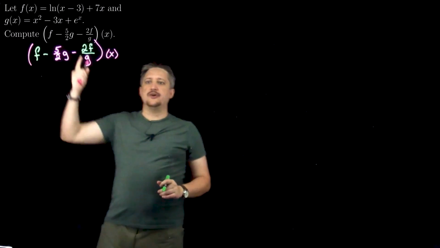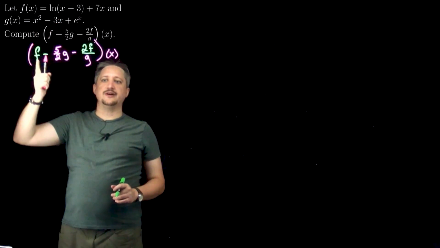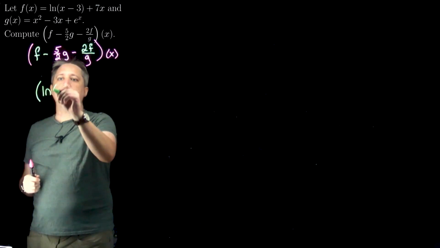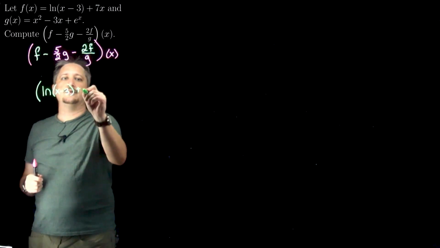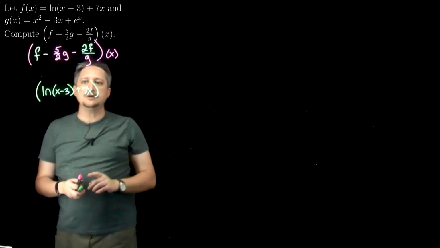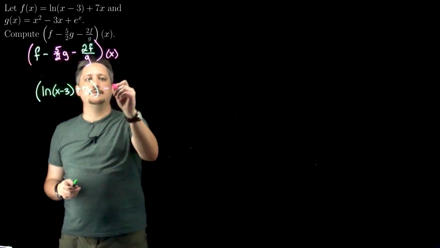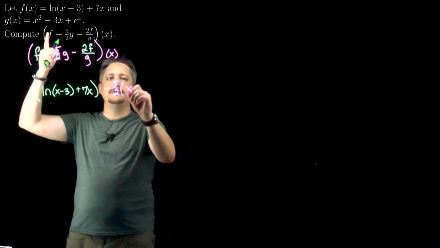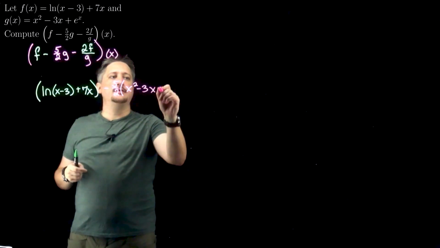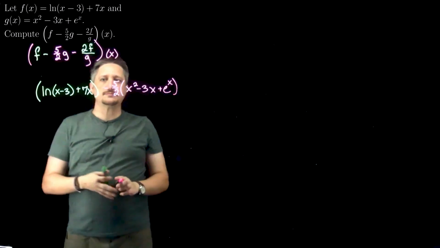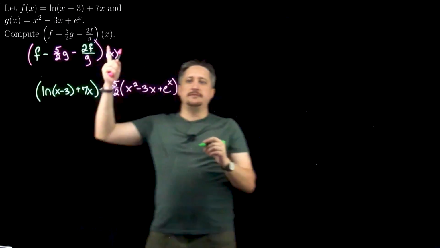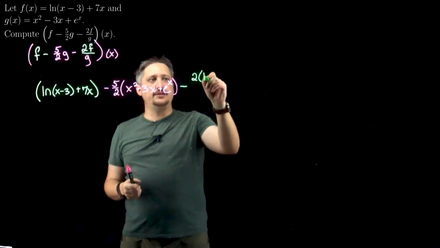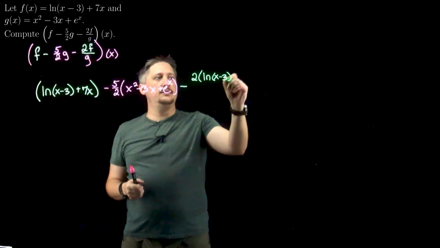Okay. So for f, I have f up here, so I'm just going to plug this in where I see f. So I have, let's see, natural log of x minus 3 plus 7x. Then I'm going to have minus 5/2 g. Well, I know what g is, right? G is this thing, this x squared minus 3x plus e to the x. And then, right, I'm going to subtract off 2f over g. So I'm going to have minus 2 times f, which again is natural log x minus 3 plus 7x.